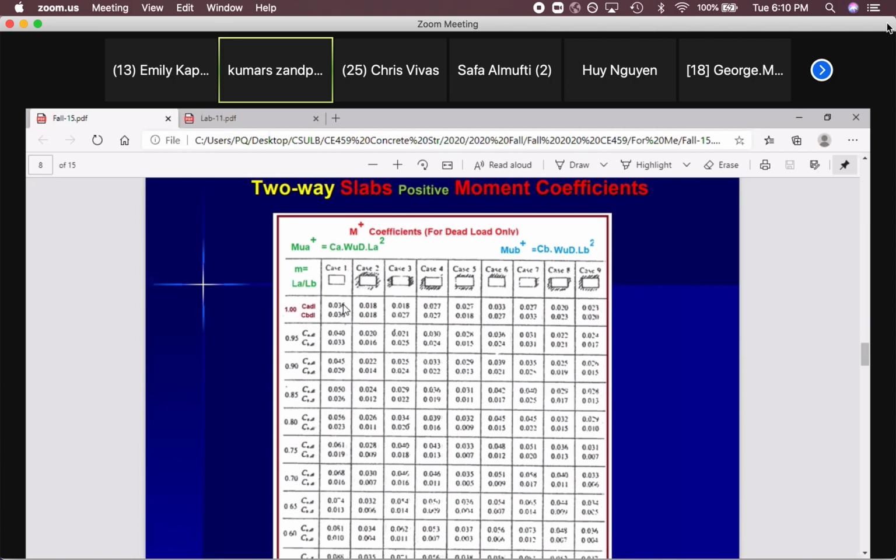So these are the factors for M positive, but for dead load only. M positive coefficient for dead load. That's the equation. For CA dead load, all those that you can't read are the same, because of that I just wrote those clear. The rest are the same: CA DL, CB DL, CA DL, CB DL. All of them are the same. This is the factor, CA for dead load. As you can see over here, everything is CA DL, CB DL.